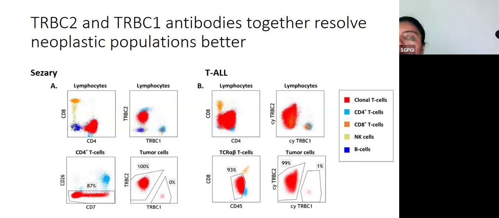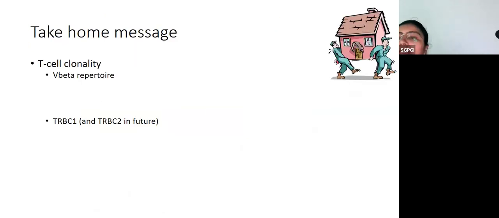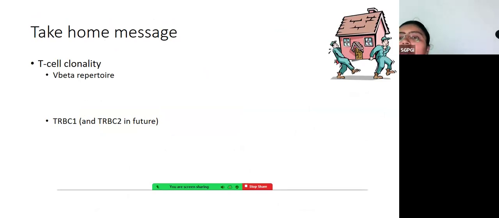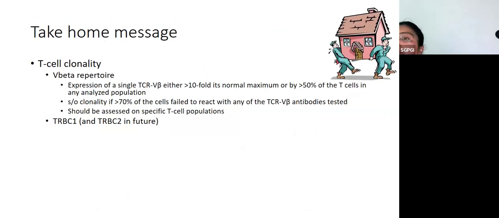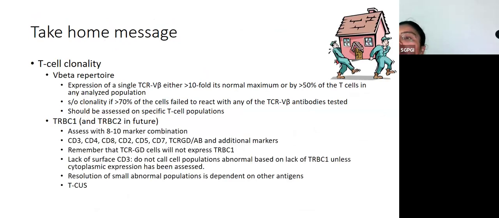So this is where I'll finish about the T cell clonality. The take-home message is that when we talk about clonality assessment in T cells, we only have two tools: the V beta repertoire, which is costly, which uses these thresholds to identify positivity. However, the advent of the TRBC1 and possibly the TRBC2 antibody in future will help us assess clonal T cells better, and these antibodies are better analyzed with a large panel of markers so that you can tease out your population of interest better.